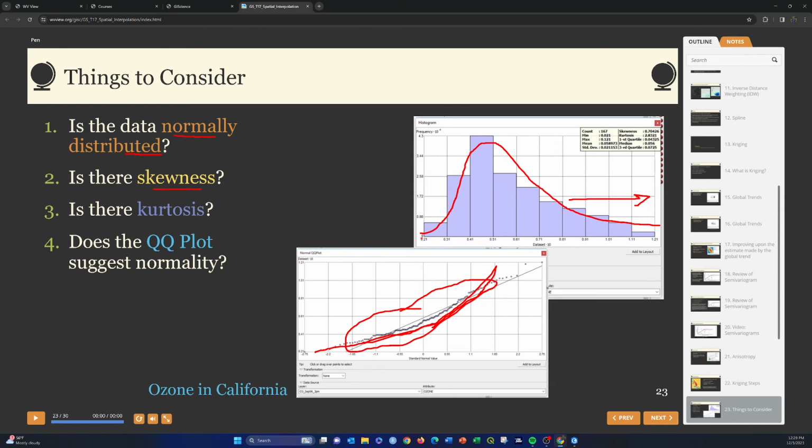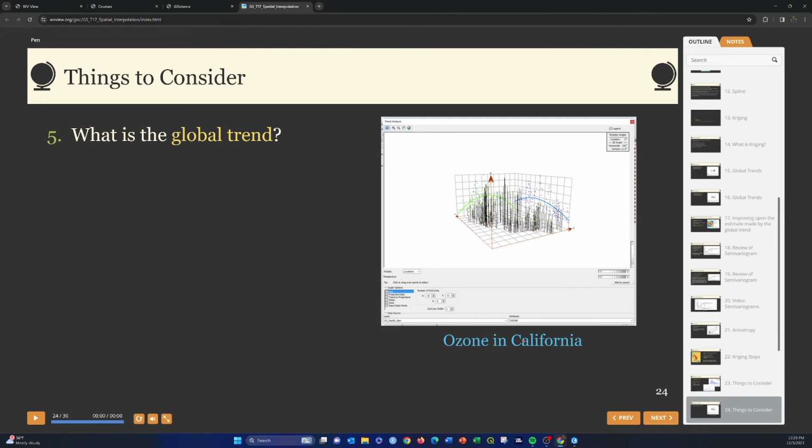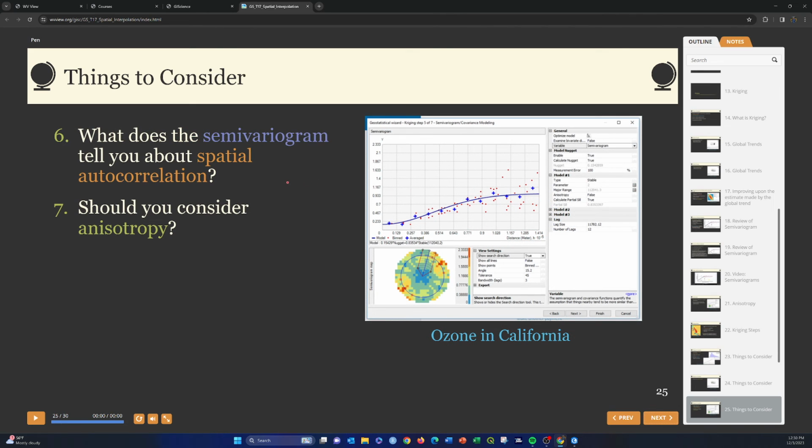In some situations, it might make more sense to model a transformed version of the data that's more normal than the raw data points. Consider what type of function would capture the general global trend, whether it's a plane increasing in one direction, or some type of polynomial surface, or a more complicated surface. And then try to improve that model using your semi-variogram.